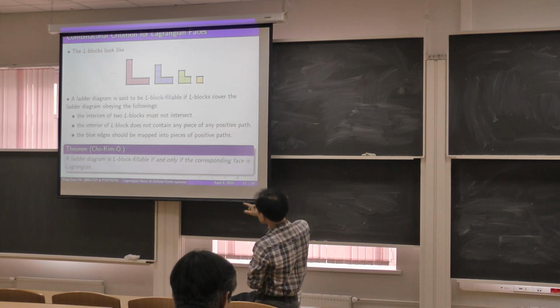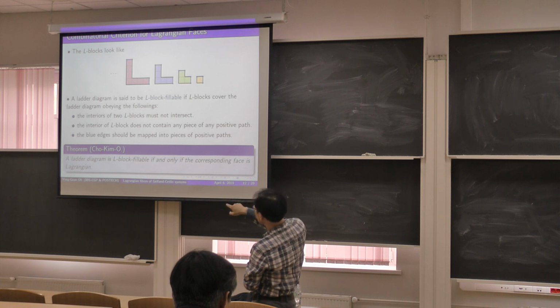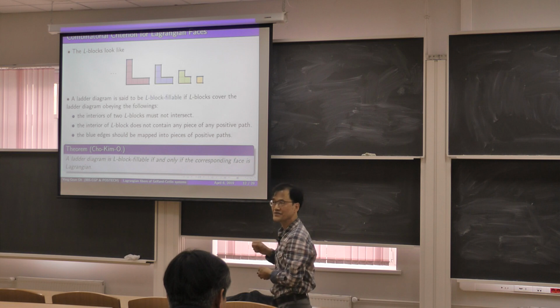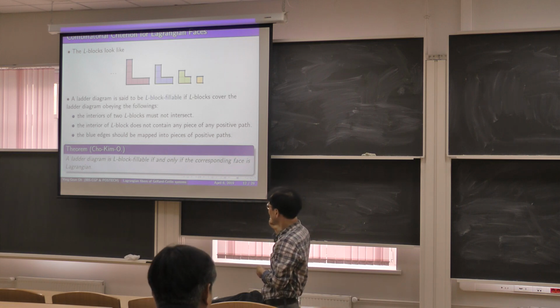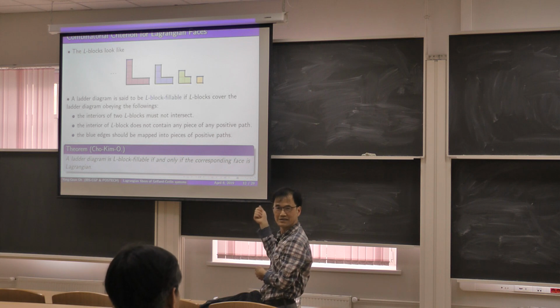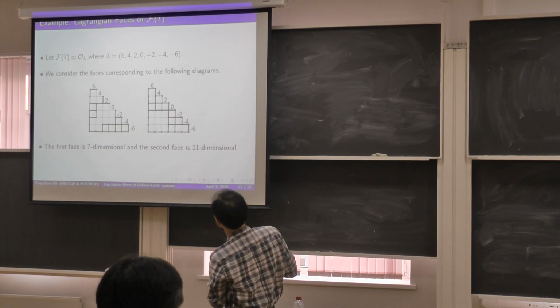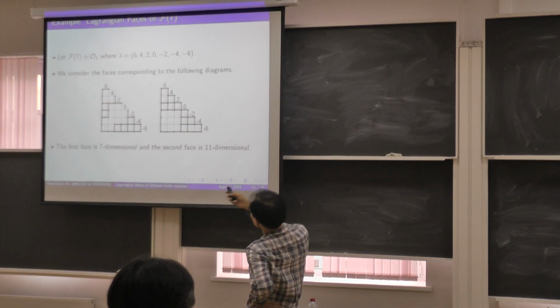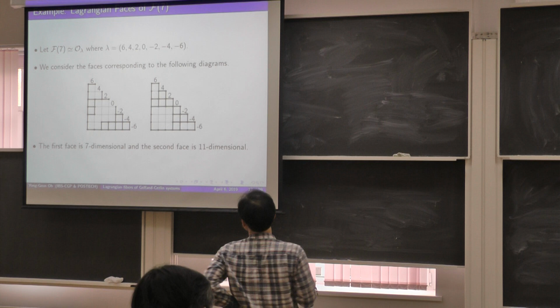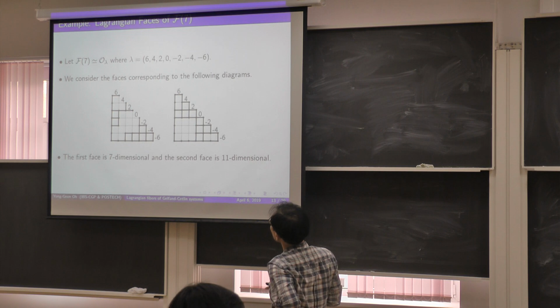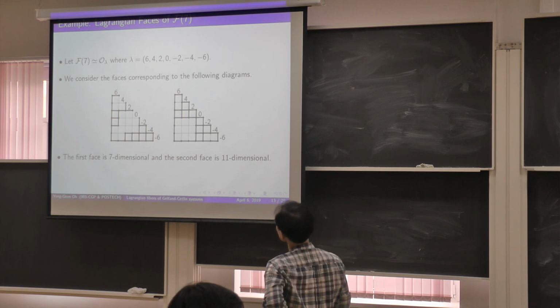And it turns out this phase diagram, the ladder diagram, is L-block fillable if and only if the corresponding phase is Lagrangian. So if you play this Tetris game and you see this ladder diagram is L-block fillable, the corresponding phase must be Lagrangian. So let's look at some examples. Here, let's look at this partial flag manifold F7 with the main eigenvalues 6, 4, 2, and so on.